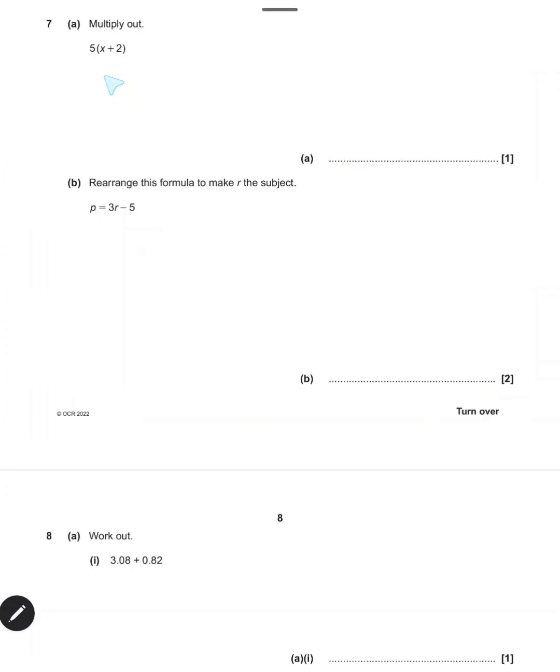Question 7, we've got some brackets to multiply out or expand. Some people use a grid for this, some people use these little loops. As long as you remember you're multiplying, 5 times x is 5x, and 5 times positive 2 is positive 10. There's your answer.